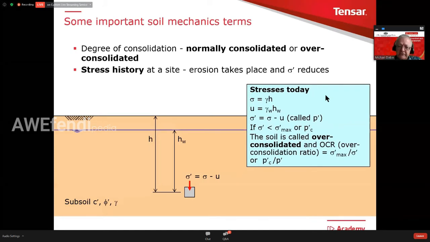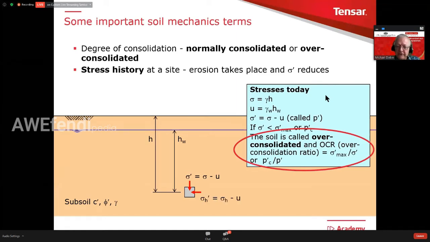And if this is the situation today, then the vertical stress on our sample has become smaller. There's a rather important ratio between that maximum value in the past and today's value, which we call the over-consolidation ratio, which is simply the ratio of those two values. And this is a very important thing to know about when you look at soils, whether they're soft soils or other types of soil.